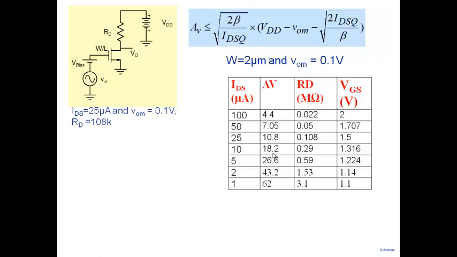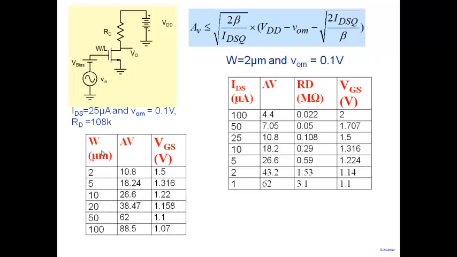Look at the other way. In this case, we bias the transistor at a fixed current, 25 microamperes. Swing is again 0.1 volt. I even kept RD fixed at 108K. And all we are doing now is increasing W. L is fixed, 1 micron. And what we are doing is steadily increasing W from 2 micron, 5, 10, 20, 50, 100. Note what is happening to the gain.